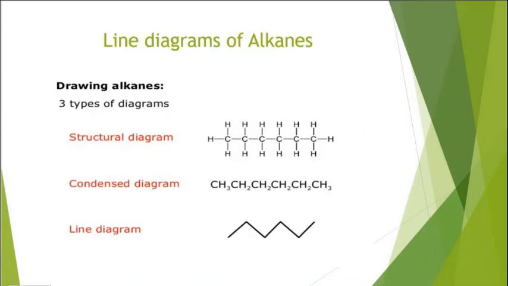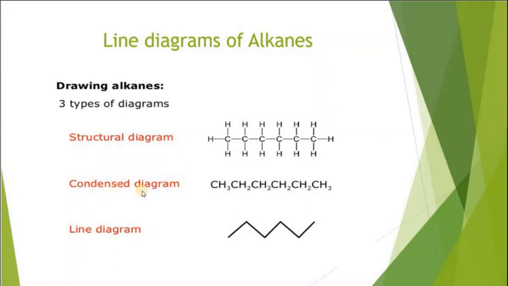Girls, after knowing the nomenclature of alkanes, now you should be able to draw the line diagrams of alkanes as well. Now, do remember there are 3 types of diagrams or structural representations of an alkane. It can be a structural diagram which will contain all of the carbon atoms and hydrogen atoms, and their linkages are shown as well. A single line shows the single bond.